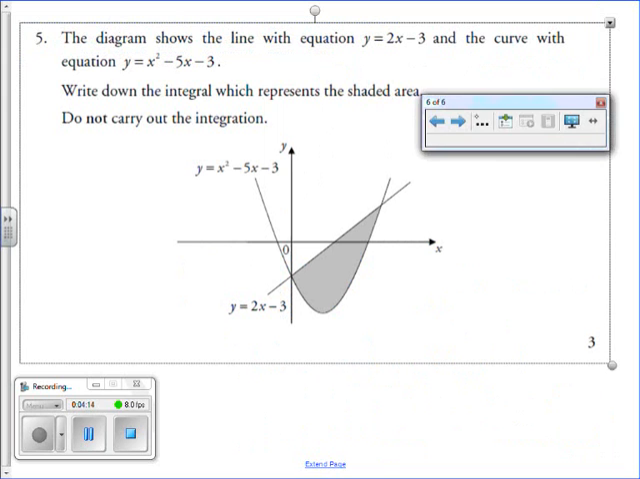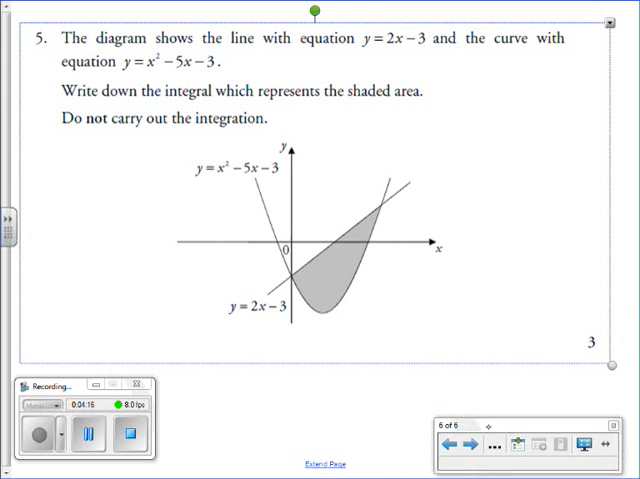Okay, question 5. This time we're writing down an integral to represent the shaded area. There's a line and a curve. In order to find our limits, we need to first find the points of intersection between the line and the curve. And we do that by equating the line and the curve. So we've got x squared minus 5x minus 3 is equal to 2x minus 3.